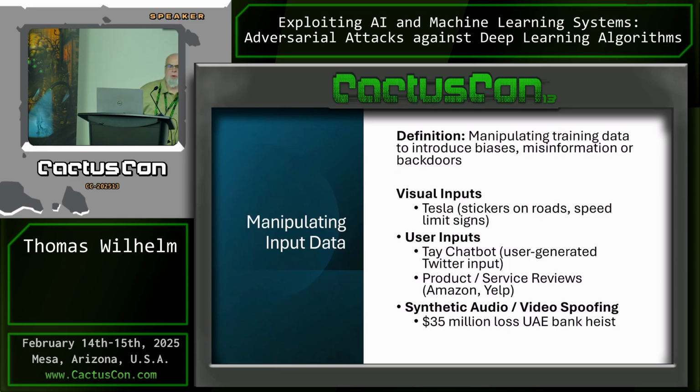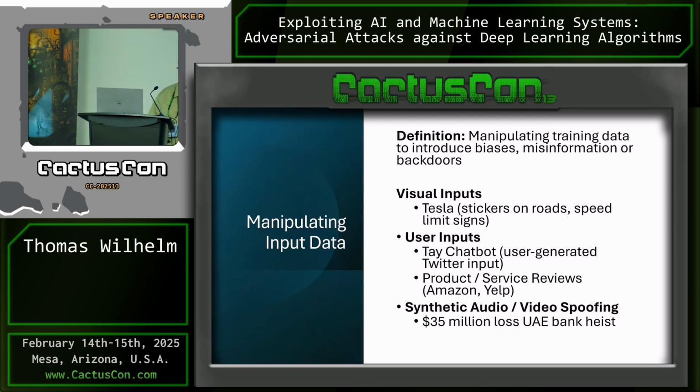So manipulating input data, basically you're trying to use the input of a device or something like that in order to corrupt the data, right? In this case, we already saw there's the visual inputs. Tesla, you put stickers on the road or you put it on the speed limit signs, and it goes screwy, right? So obviously we also talked about the Tay chatbot.